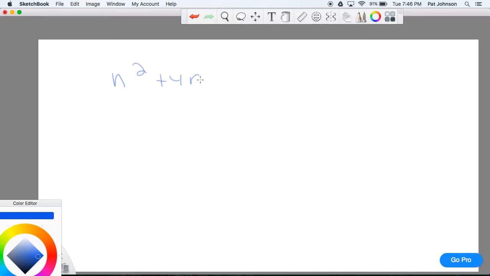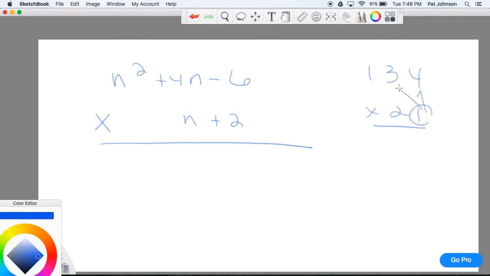So this has 3 terms. So I'm going to put the one with 3 terms on top, and I'm going to do n plus 2. All right? Just like you would if I had 134 times 21. We would start here and work our way that way and put a placeholder. We're going to do the opposite. We're going to start with n. So n times n squared is n cubed. n times the next term is 4n squared. n times that is minus 6n.